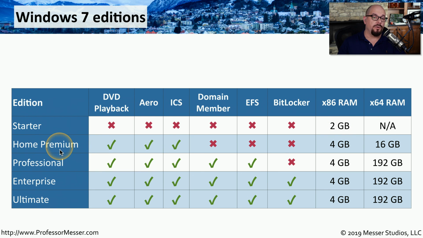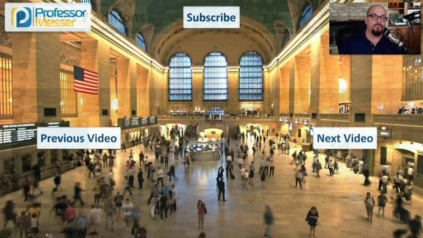The Home Premium version includes DVD playback, the Aero graphics, and the Internet connection sharing functionality. When you move up to the Professional version, you have the ability to connect to a Windows domain, and you can encrypt individual files with the encrypting file system. With the Enterprise and Ultimate versions of Windows 7, you include BitLocker functionality so that you cover all of these different features for those two editions.